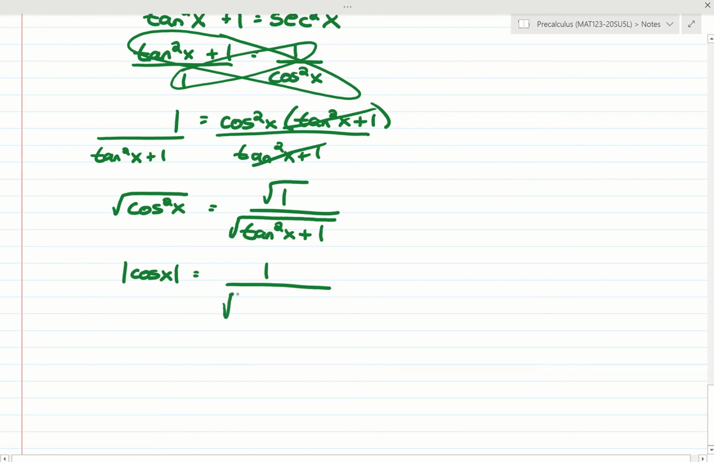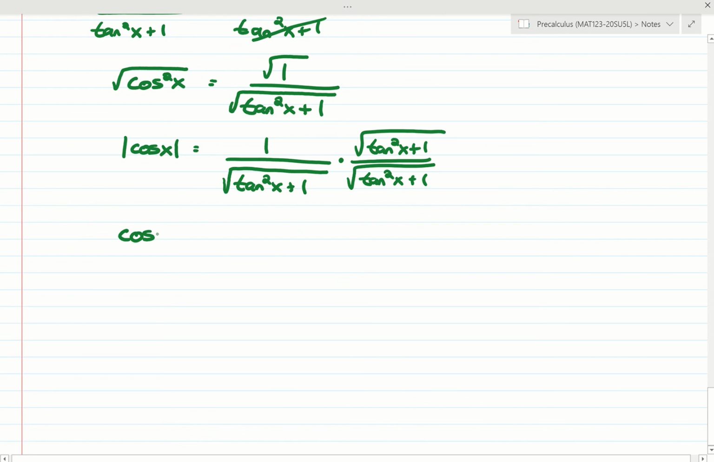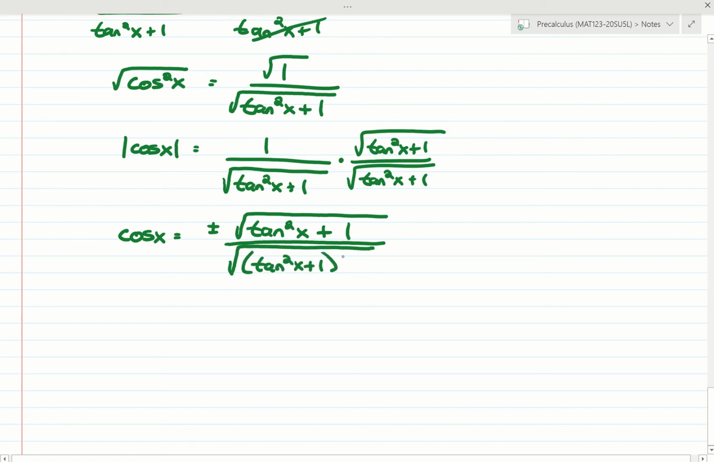So we do still have this radical in the denominator, which isn't good. So I'm going to actually multiply the top and bottom by the denominator. I'll show you what that does. We can get rid of the absolute value here. We'll just write cosine of x is equal to plus or minus square root of tangent squared of x plus 1. That was our numerator. And on the bottom, we have the square root of the tangent squared of x plus 1 times itself. So the square root and the squared cancel out.